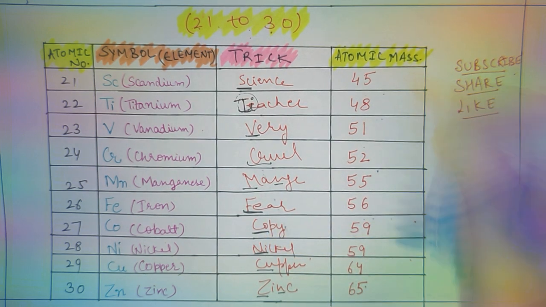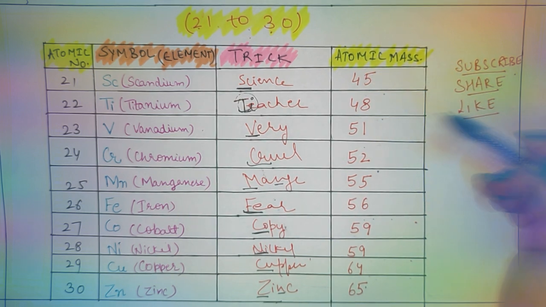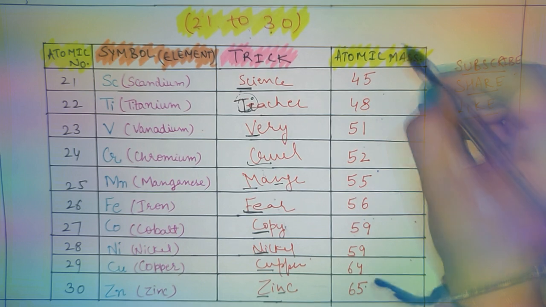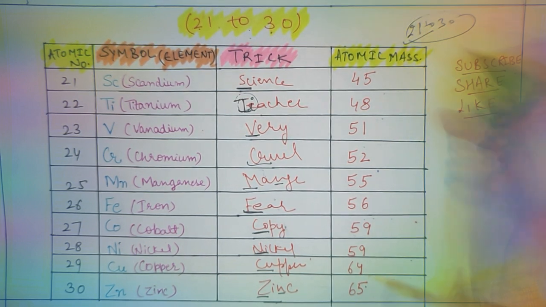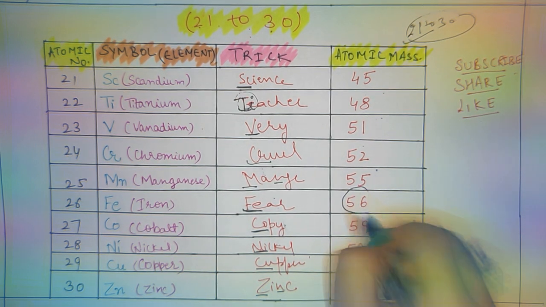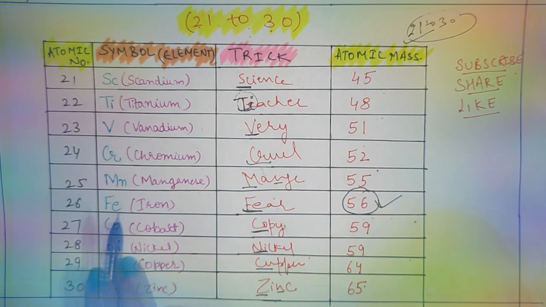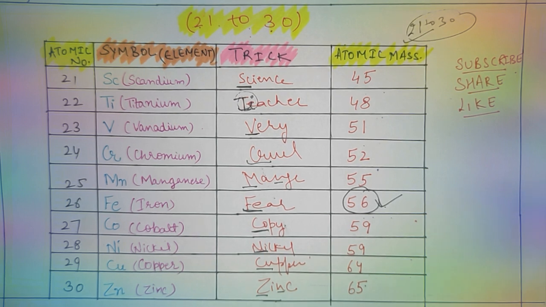And here are the atomic masses of these 21 to 30 elements, but it is not very necessary to remember these masses, because for these you are given maximum time in the exams. The main one is iron. You can remember that iron is 26 and its mass is 56. So these are similar simple tricks. By using them you can remember 1 to 30 atomic numbers in serial order, and you will not get any confusion.